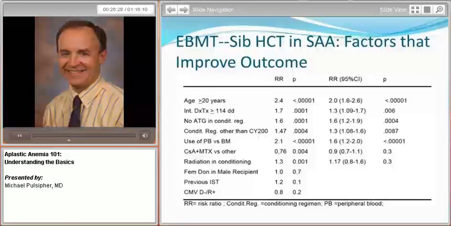P-values that are less than 0.05 mean that something is important. What this is illustrating, in a big study published a few years ago, are the most important things for a good outcome. The younger you are, the better. The earlier you get your transplant, having ATG in your conditioning regimen, using a standard conditioning regimen that has cyclophosphamide at a dose of 200 milligrams, and using bone marrow. Those things have all been shown to be really, really important for outcomes, and I'll illustrate that further.